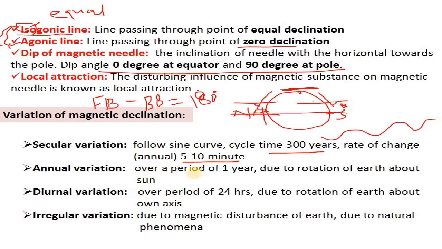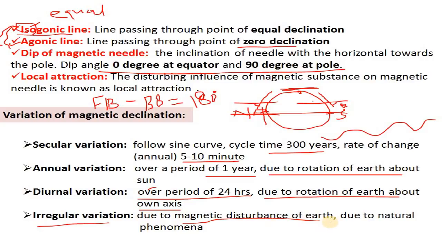Annual variation is over the period of 1 year, and it is due to the rotation of Earth about the Sun. Diurnal variation is over a period of 24 hours, and it is due to the rotation of Earth about its axis. Finally, irregular variation is due to magnetic disturbance of Earth and due to natural phenomena like earthquake, tsunami, etc.